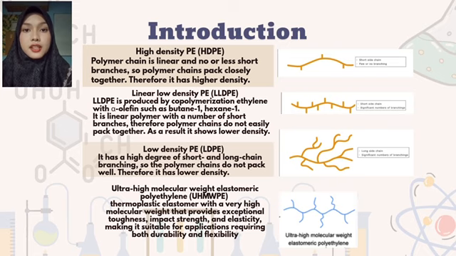First is high-density PE, HDPE. The polymer chain is linear with no or few short branches, so the polymer chains pack closely together. Therefore, it has higher density.